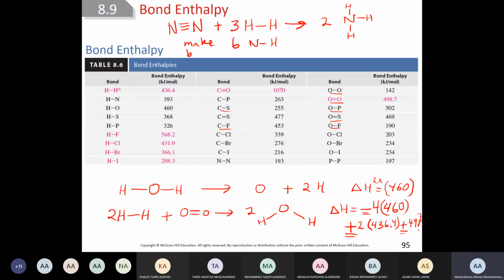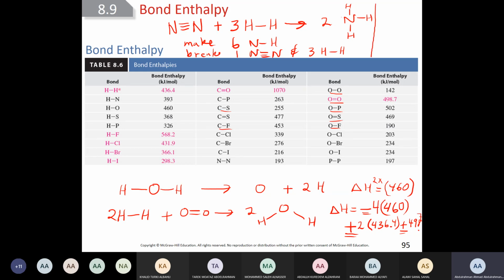And to break, how many? One N≡N triple bond and 3 H-H bonds. Clear? Okay. The bonds you're going to make, you should give a minus, and the bonds you're going to break, you should put with a plus.